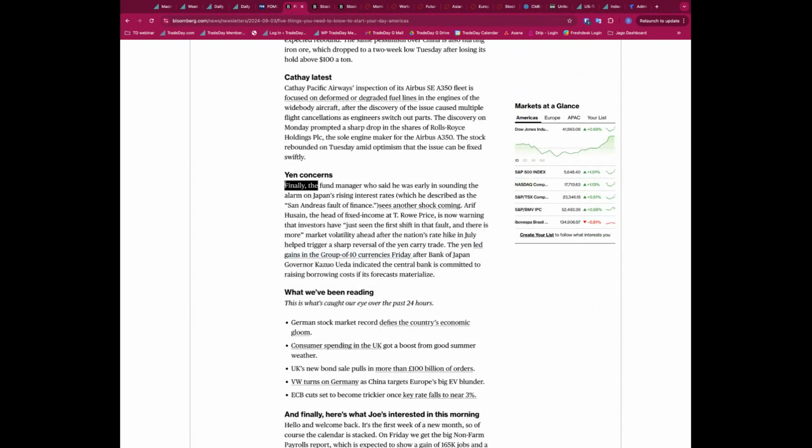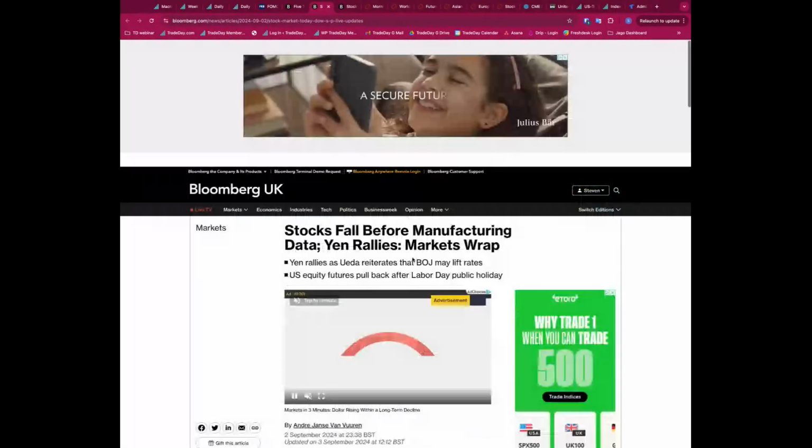This is kind of outside, but we should maybe be keeping an eye on this. Talking about potential in here for the yen. The yen led gains in the group of 10 currencies on Friday. Bank of Japan Governor Ueda indicated the central bank is committed to raising borrowing costs, so potentially we're looking for a stronger yen to come through going forward, with potential rate hikes out of Japan.